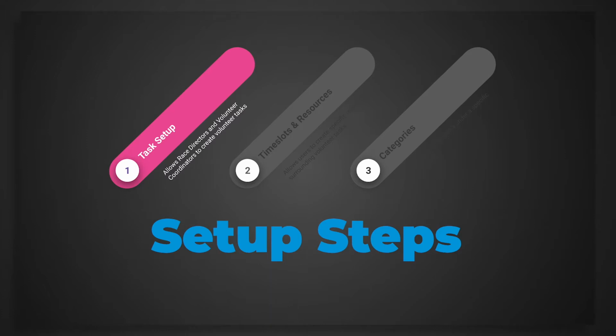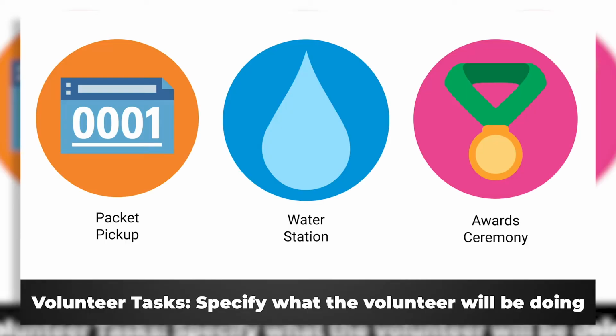Our first step is a 3-step wizard within the volunteer registration. The first step is the task setup, and this is one of the most important, as this is what your volunteers need to sign up for. They are the tasks that you will create for your volunteers to go in and sign up for, be that packet pickup, water station, award ceremony, whatever it is that you need for your race.